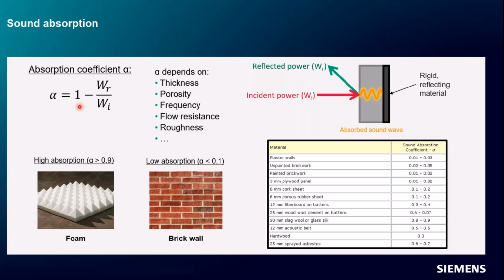So typically something like an open cell foam or a carpet will have a high alpha, where this is saying approximately 90% of the incident sound power that was hitting the foam gets absorbed and only 10% of it bounces back. Whereas with something like a brick wall, you have less than 10% maybe getting absorbed and almost all of it being reflected back.